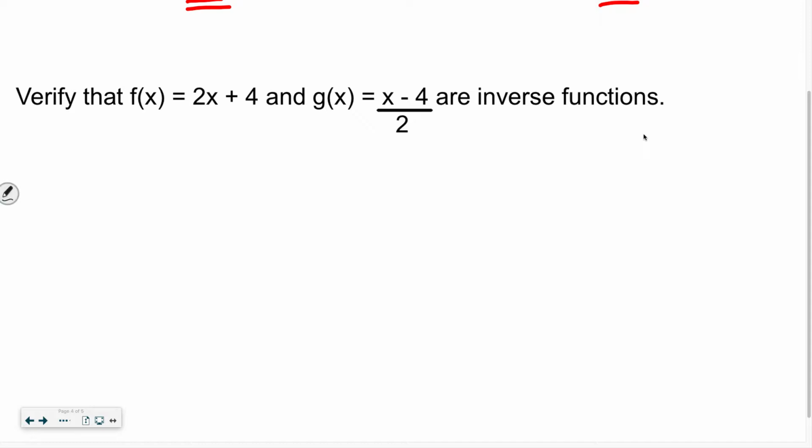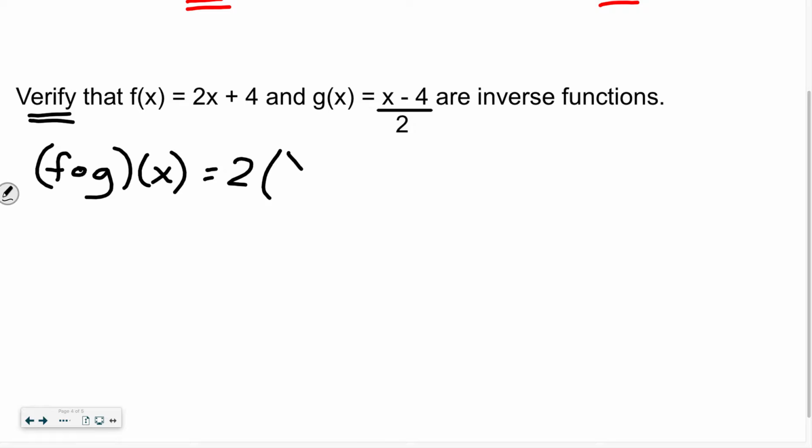Okay, when asked to do verification, you're just running through two compositions. So I'm going to start with f of g. I'm going to take g, x minus 4 over 2, and I'm going to plug it in for x right there. So that's going to be 2 times x minus 4 over 2 plus 4.